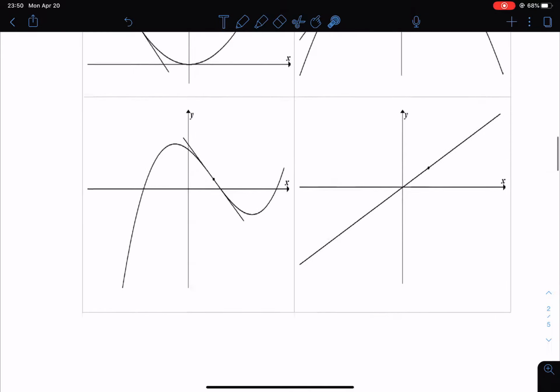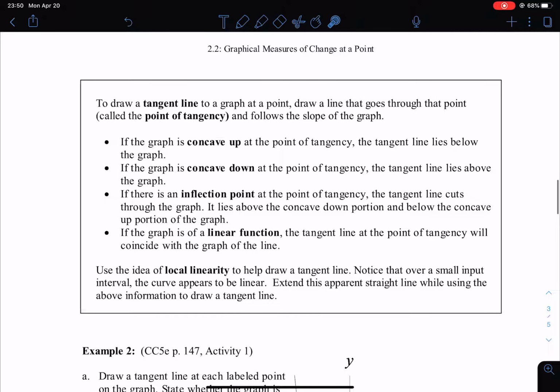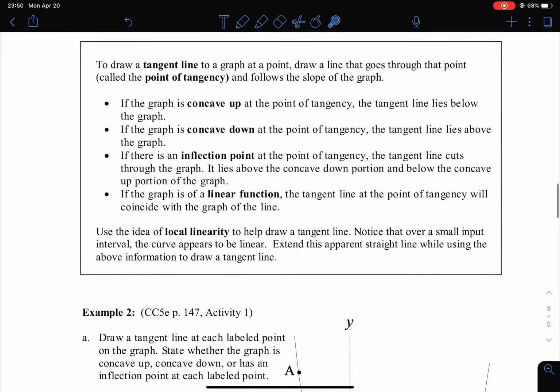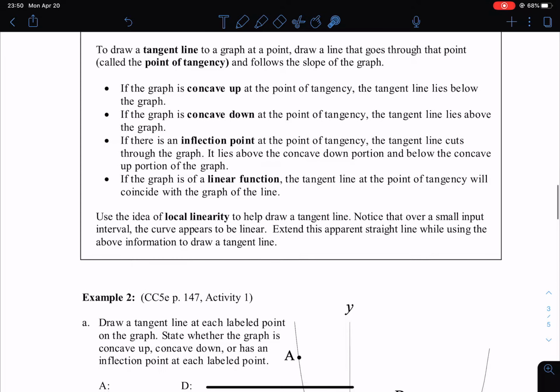The next part is to draw a tangent line to a graph at a point. So draw a line that goes through that point. So this one shows you, let's see the first one. If the function graph is concave up, then the tangent line must be below the graph. And if the function is concave down, then it must be above.